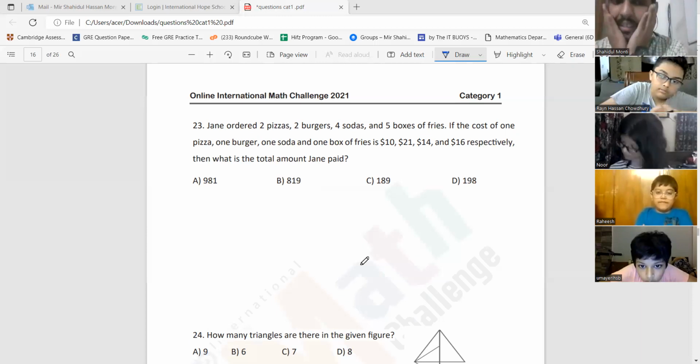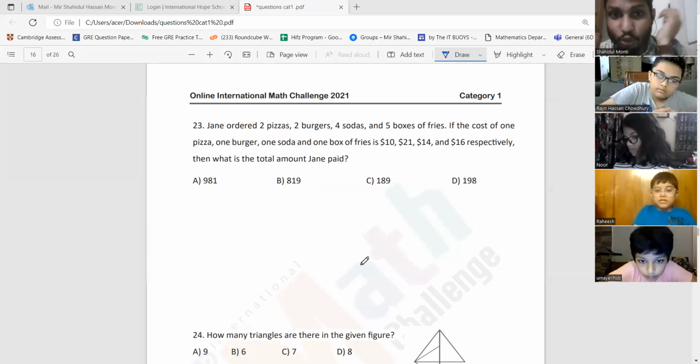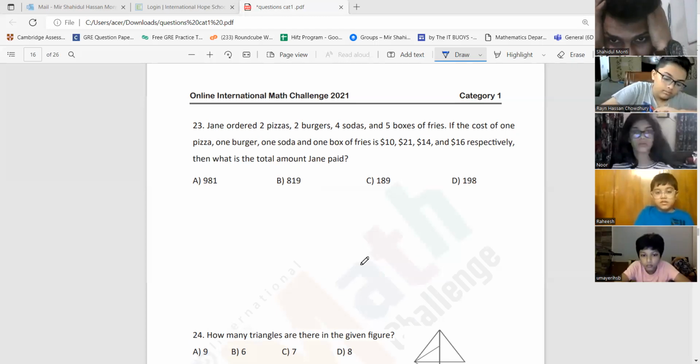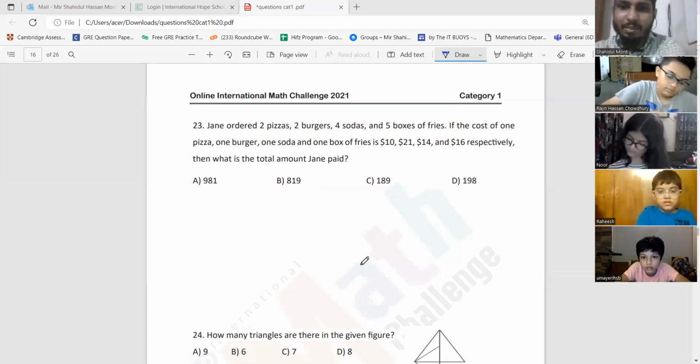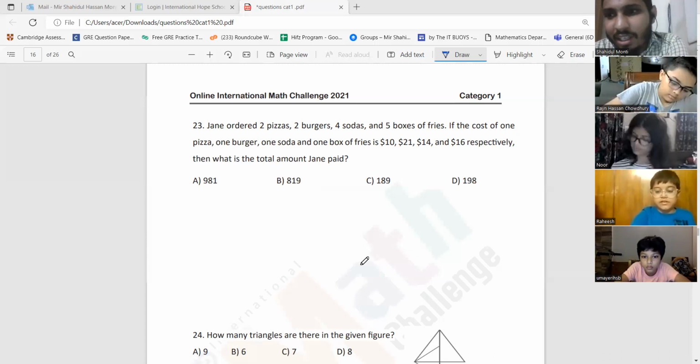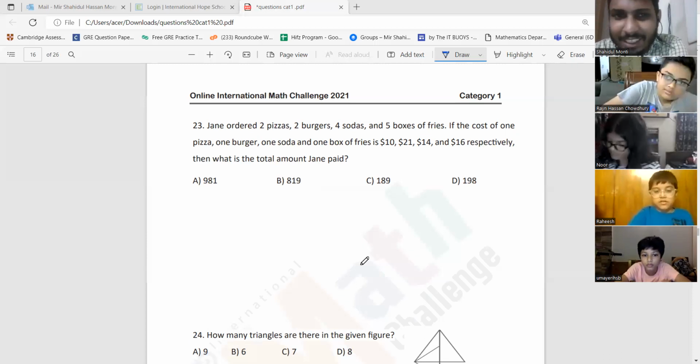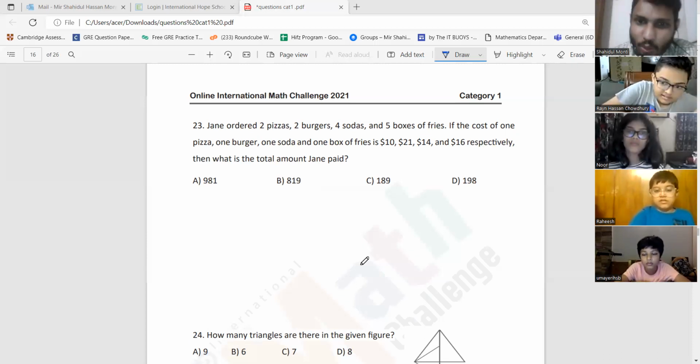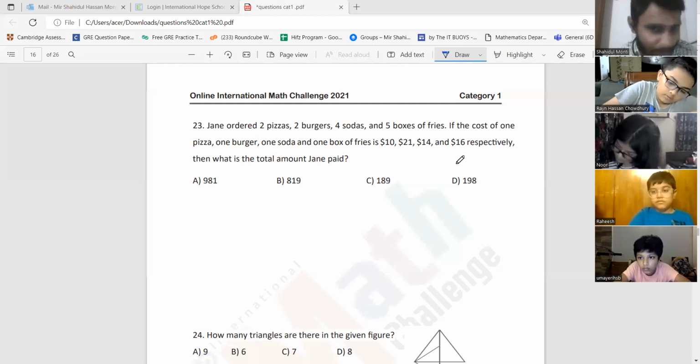Okay, let's try it. Jane ordered 2 pizzas, 2 burgers, 4 sodas, and 5 boxes of fries. She must have a party at her home. If the cost of 1 pizza, 1 burger, 1 soda, and 1 box of fries is 10, 21, 14, 16 respectively, then what is the total, Jane?